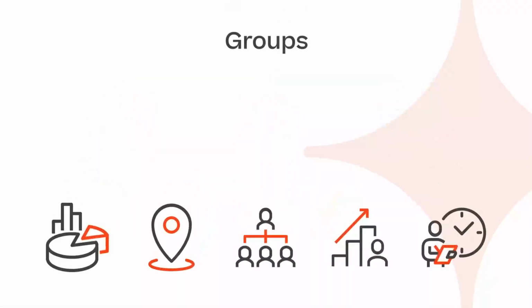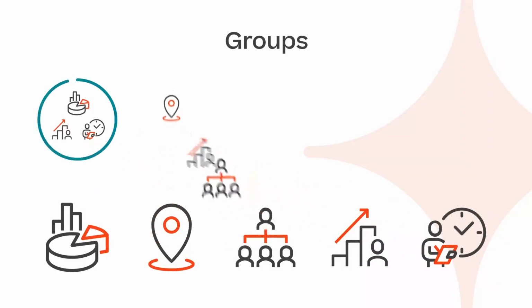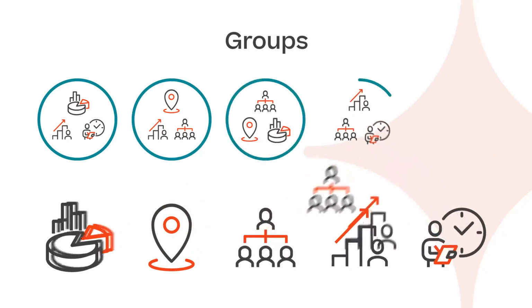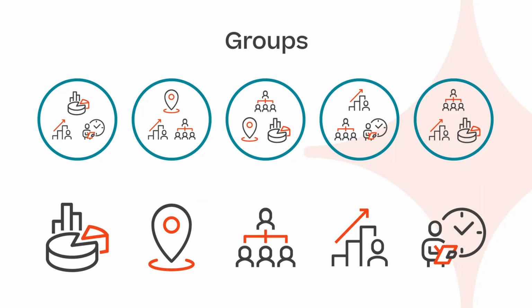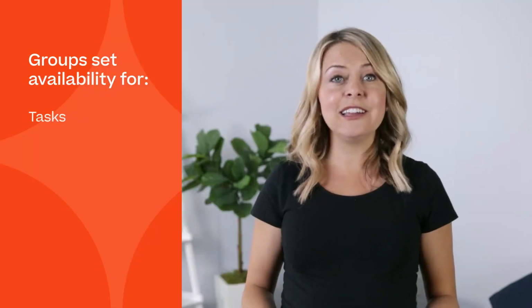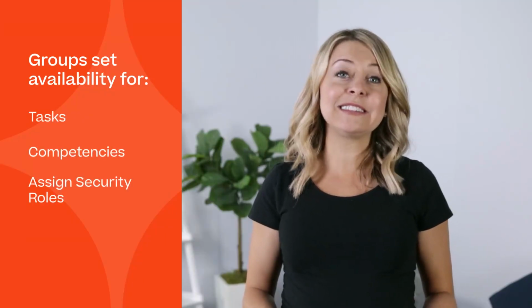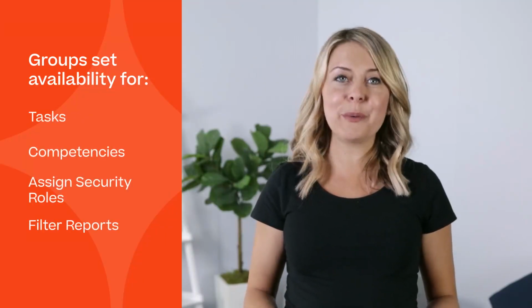Groups are used to create an organizational unit based on multiple criteria. Groups can very accurately identify a set of users. Some of the uses for groups are setting availability for tasks, competencies, assigning security roles, or filtering reports.